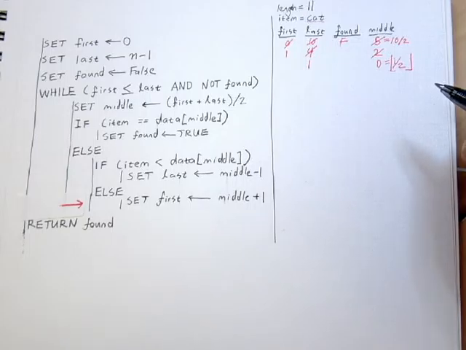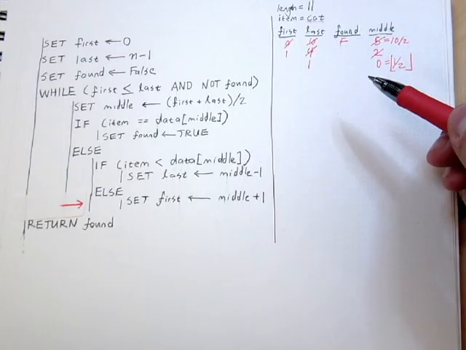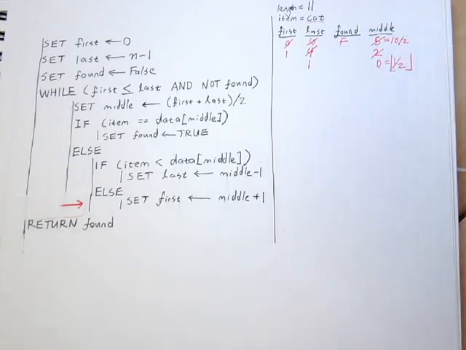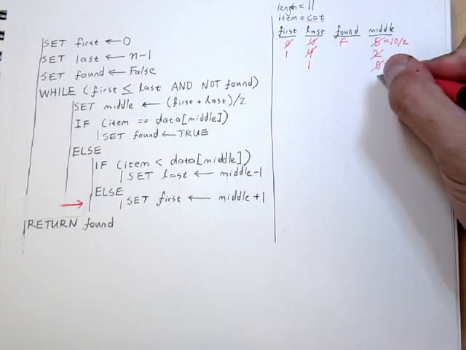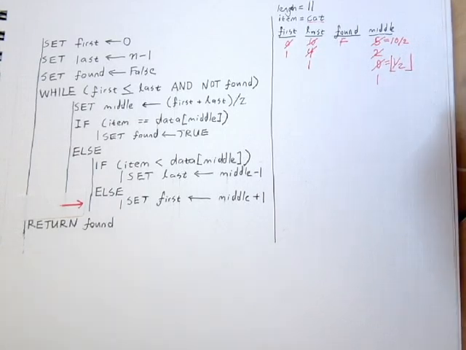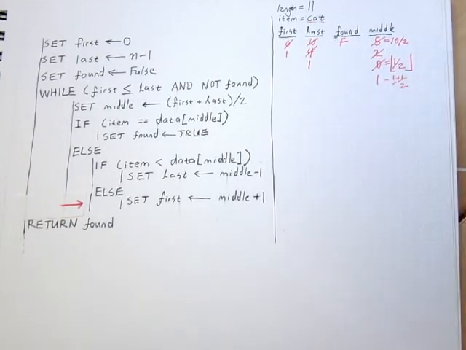Is first less than or equal to last? That is true because first equals last. Have we found it? Found has not been set to true yet. So what we do, we set middle to first plus last over 2, which means that all three of these things have the same value now. They're all equal to 1. And if the item equals data middle, does cat equal cat? It does. Then what we do is we set found to true.